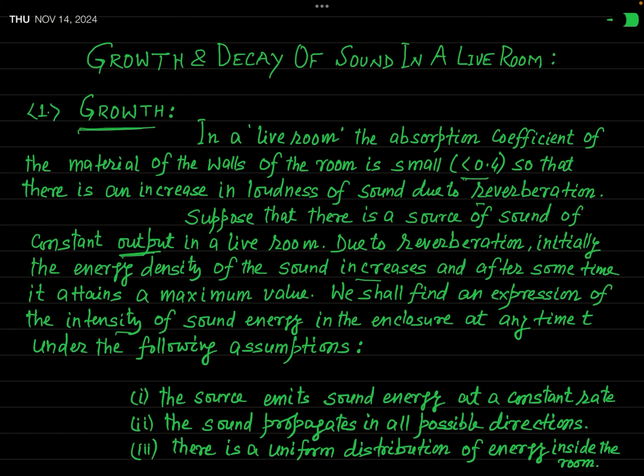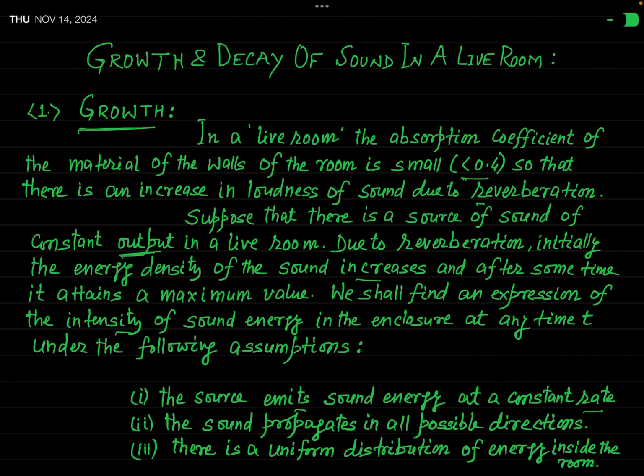But how the intensity changes with time, what is the law which governs the variation of intensity with time inside the live room, that is found by assuming three basic facts, or on the basis of three hypotheses or three assumptions. And what are those assumptions? I have mentioned here. You can see the first assumption says the source emits sound energy at constant rate.